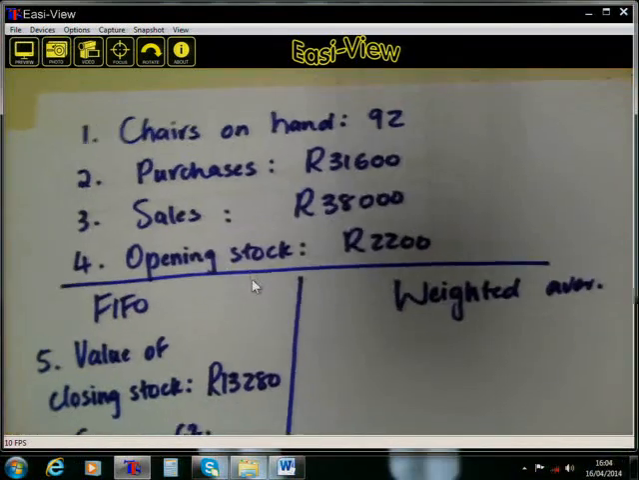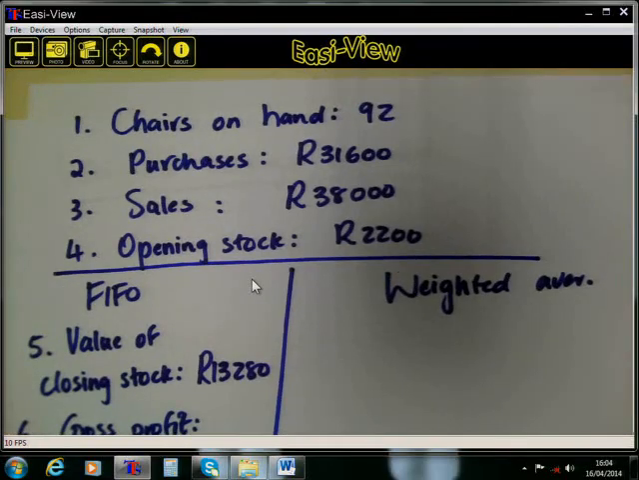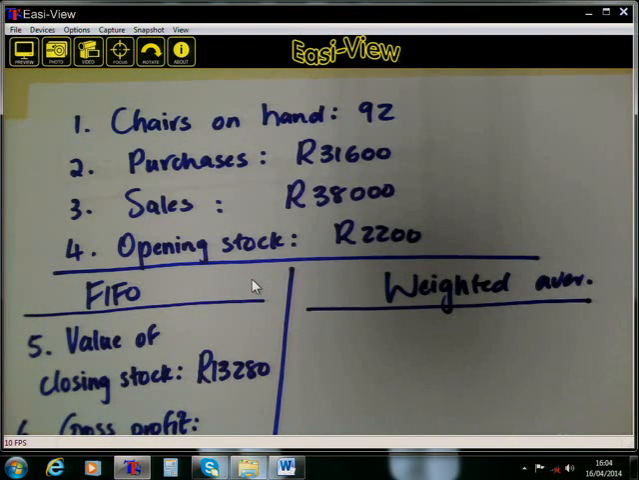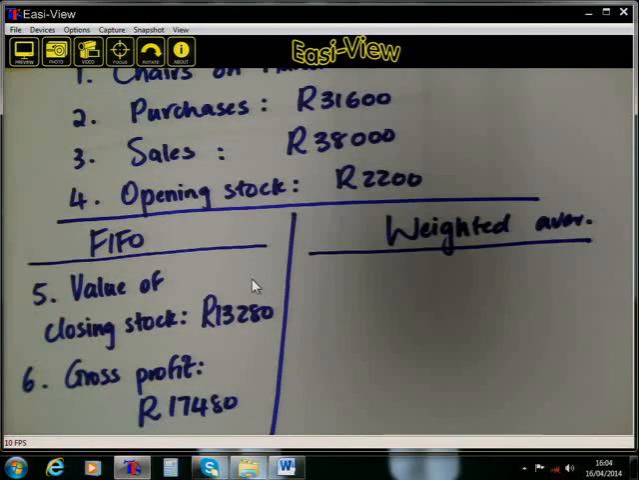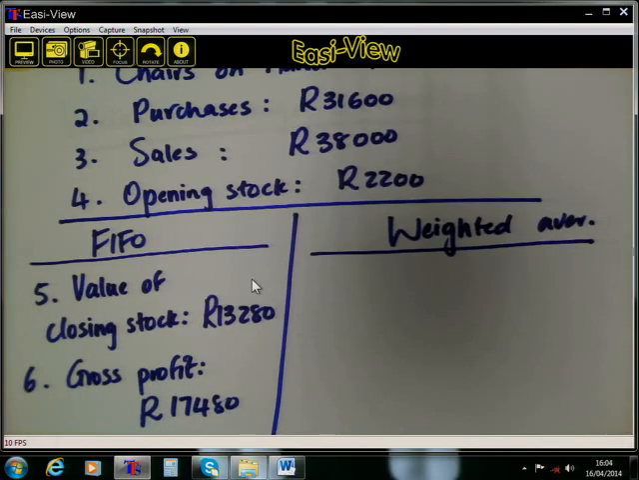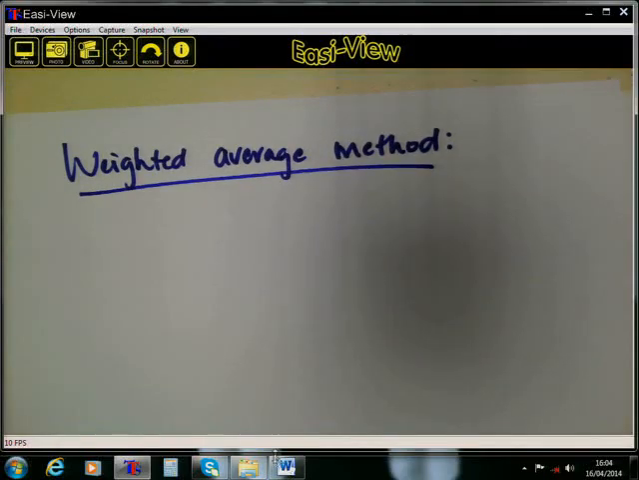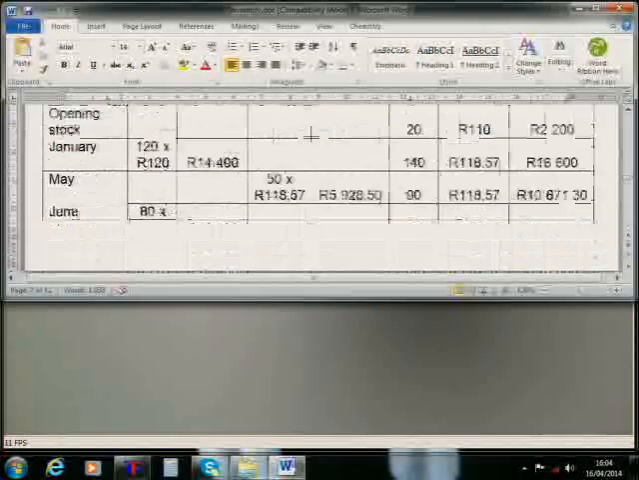Can you see what I show you there? There's still 92 chairs on hand. The purchases stay the same. The sales is exactly the same and the opening stock is exactly the same. But the moment that we start with the value of the closing stock, there's a split, there's two methods. The one is the FIFO and the other one is the weighted average method. That's why we are going to start there.